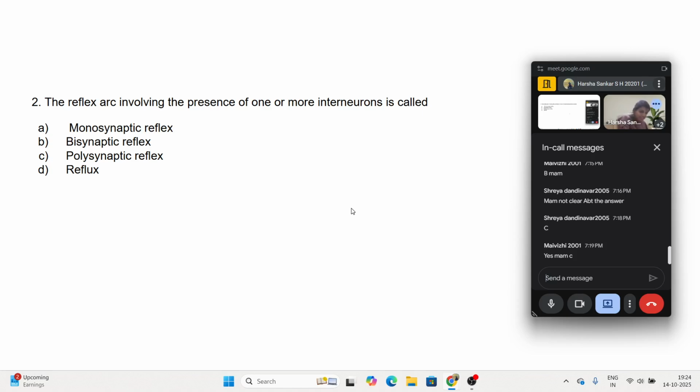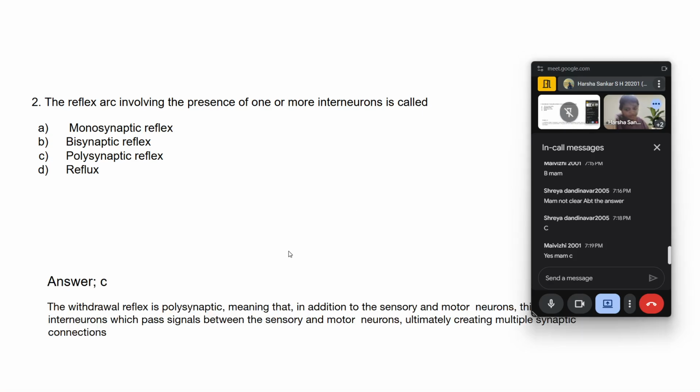Polysynaptic reflex. Remember, whenever one or more interneurons are present, that kind of transmission is known as polysynaptic reflex. Okay.